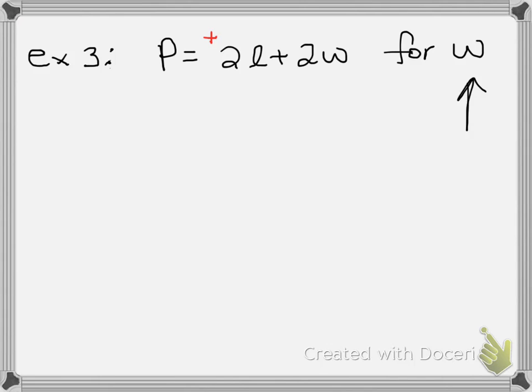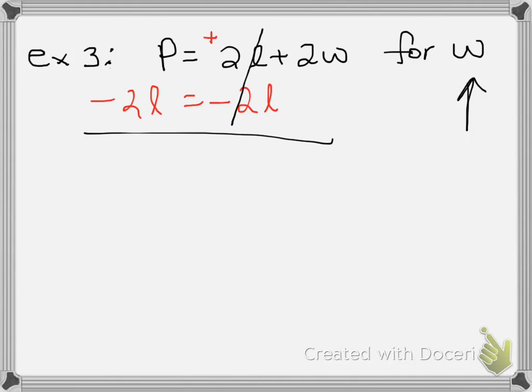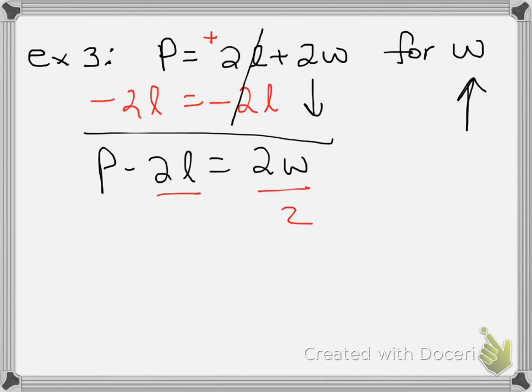All right, so we always get rid of add and subtract first. So I'm going to subtract 2L from both sides of the equal sign. And when I do, this cancels out. So we get P minus 2L equals, and then bring down our 2W. Now what's being done to our variable? It's being multiplied by 2. So the opposite of multiply by 2 is divide everything by 2.